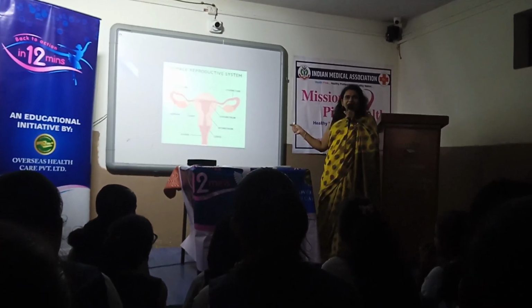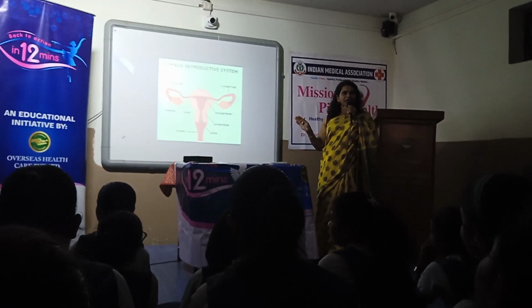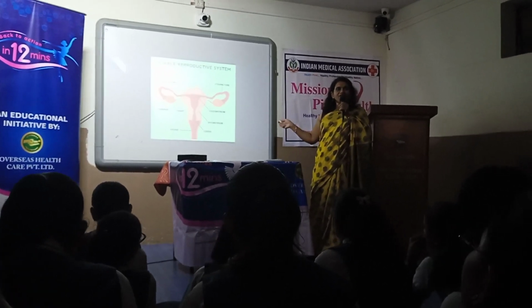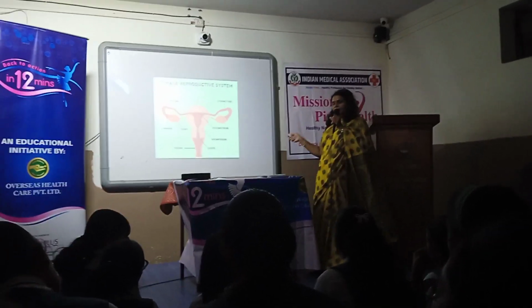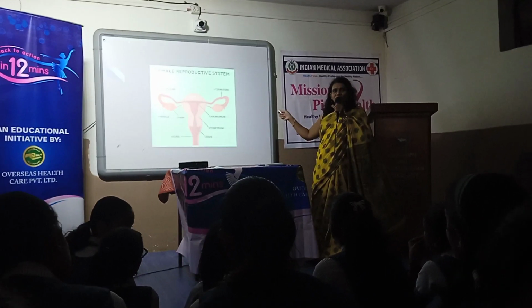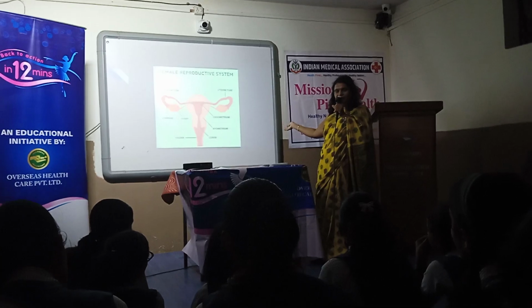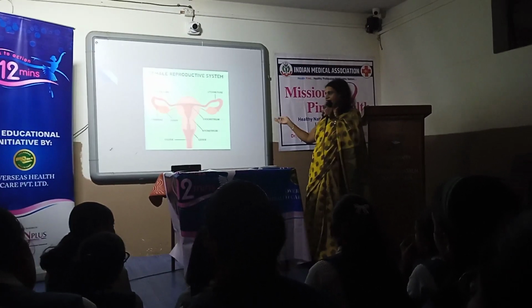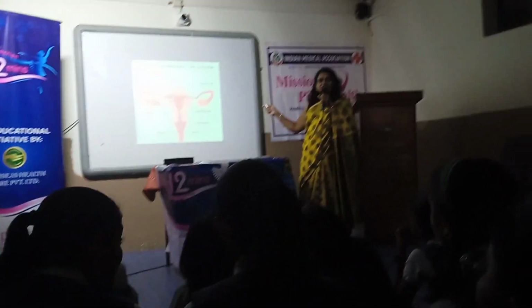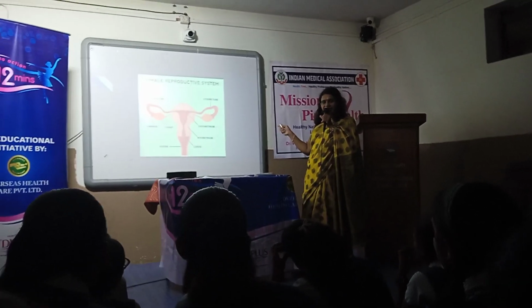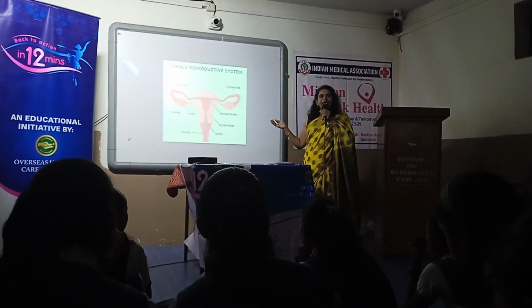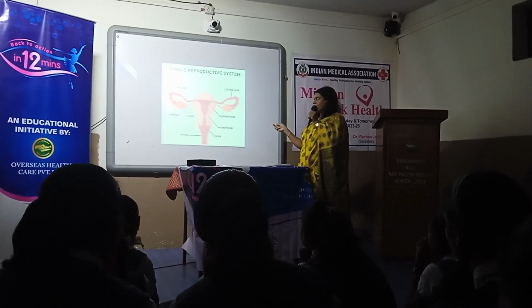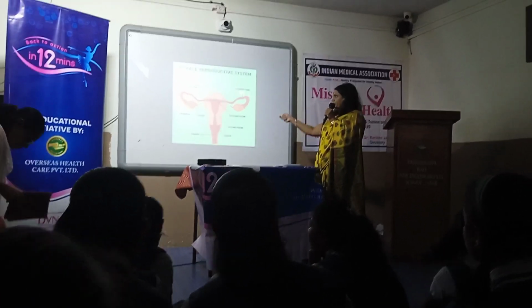The surface of these ovaries is smooth initially. What is the function of these ovaries? They release an ovum every month, alternately from one side, that is one month from the left side, one month from the right side. The ovum is shed every month from these ovaries, and the development of this ovum takes place inside the ovaries.